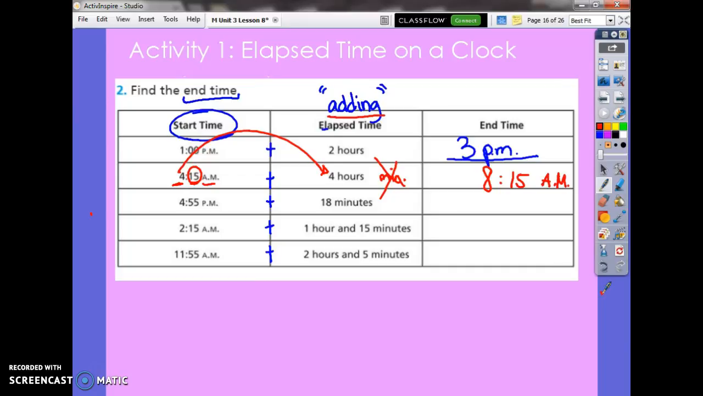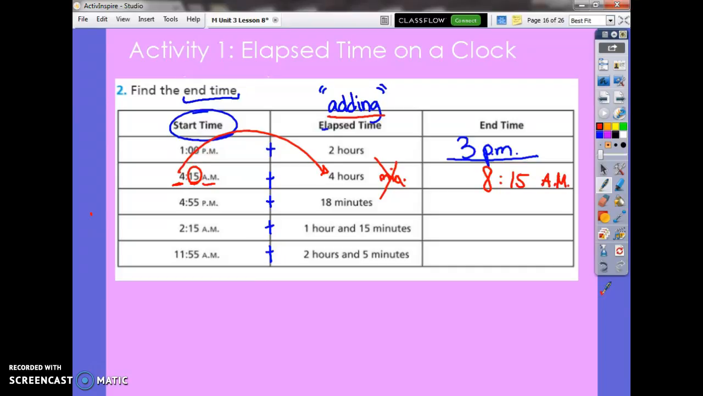4:55 p.m. plus 18 minutes. And I say plus 18 minutes because that's my elapsed time. That's how long something lasted. So maybe think of something. What could have happened at 4:55 p.m. that would last 18 minutes? Think to yourself. Maybe you had a snack at 4:55 p.m. and it took you 18 minutes to eat it, and now you're going to start something else. So you need to know what time you ended eating your snack.